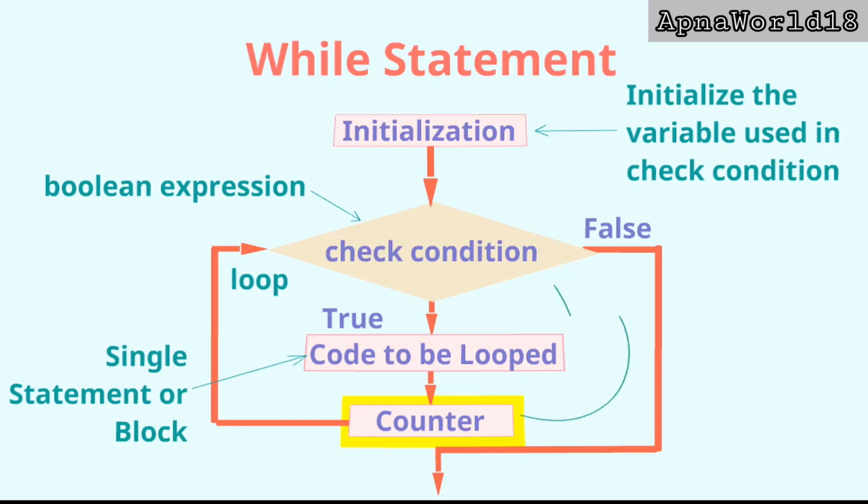The counter is linked to your loop condition and ensures that it changes, so that at some point in time, when your work is done, the condition evaluates to false and you come out of the loop. Otherwise, you will be stuck in the loop forever. Let's take a look at this with an example.